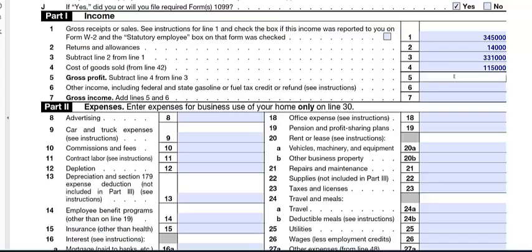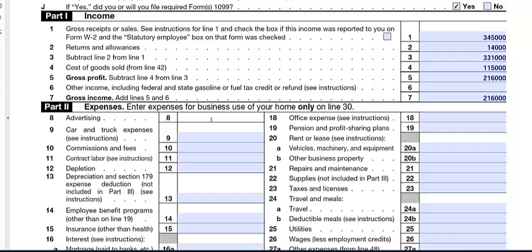And the gross profit is $216,000. So her net sales were $331,000. The cost of those sales were $115,000. So her profit is $216,000. There was no other income, so we'll just bring the $216,000 down to line 7.